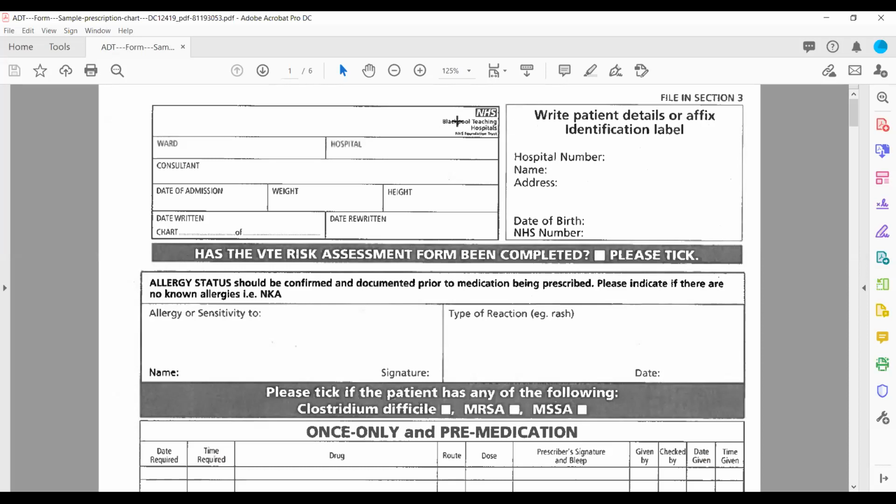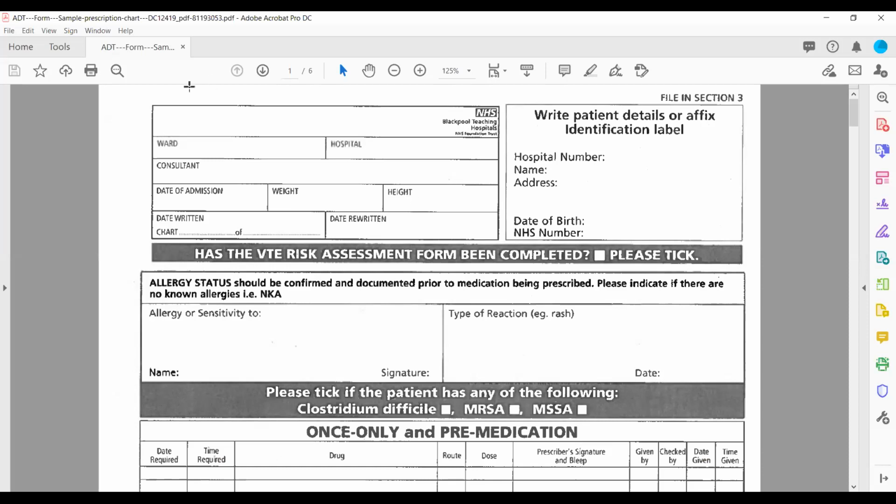It's taken from Blackpool Teaching Hospital. So this chart is a little bit different in each trust. However, the main principle is the same. So you should be familiar with this drug prescribing chart, because sometimes you could face it in your exam, and you should know how to fill it in the exam.